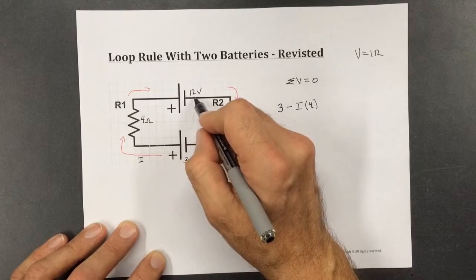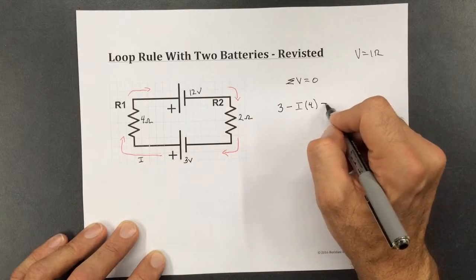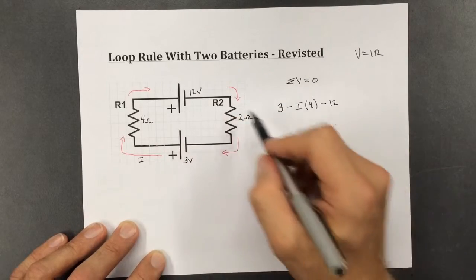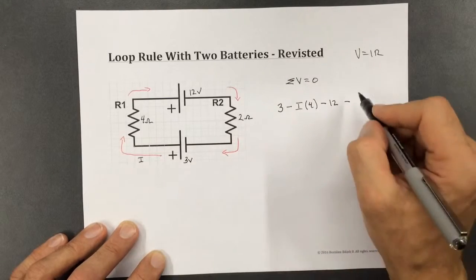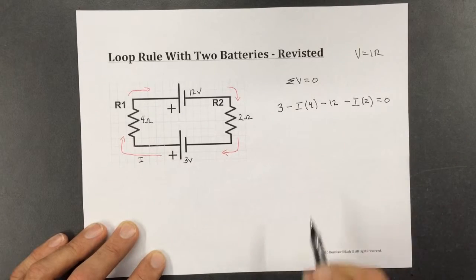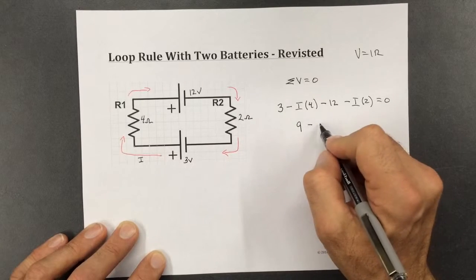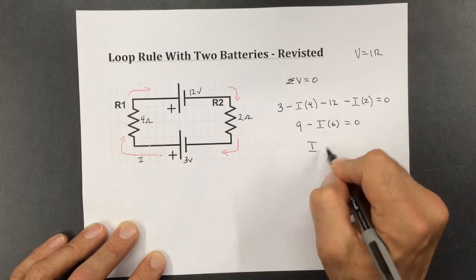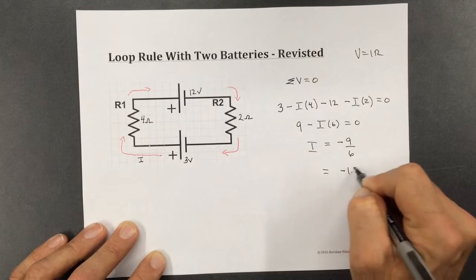And then I'm going to encounter this 12 volts, but it's working against us. So that's a voltage drop also of 12. It's not a voltage gain because it's working against us. And then we encounter the next resistor, and that's working against a 3 volt battery. So we have I times 2, and that's equal to 0. So here we have 3 minus 12, that's negative 9. And 4 and 2 would be I times 6. And then I is going to be equal to negative 9 divided by 6, which is negative 1.5 amps.